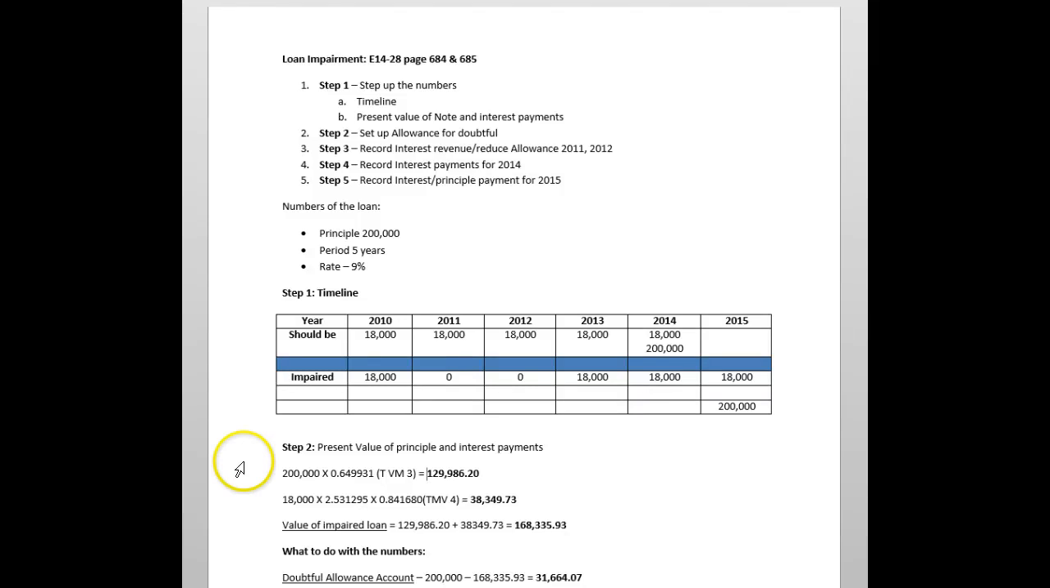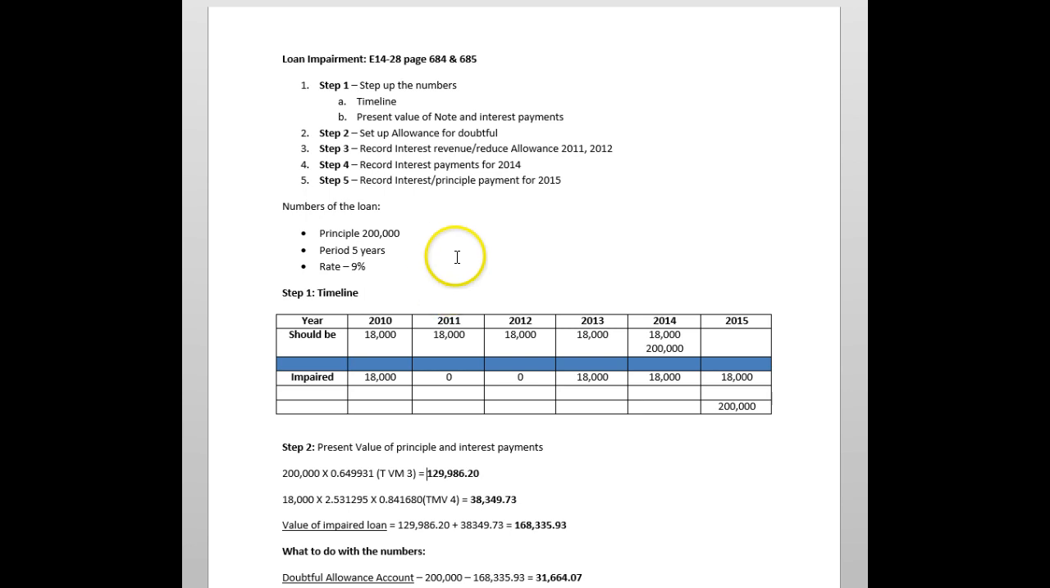Okay, let's put your thinking caps on. This is a rather complex little problem. This is exercise E14-28. You'll find a demonstration or an example of it on page 684 in the textbook. This problem has a principal of $200,000, a 5-year period, and a 9% rate.